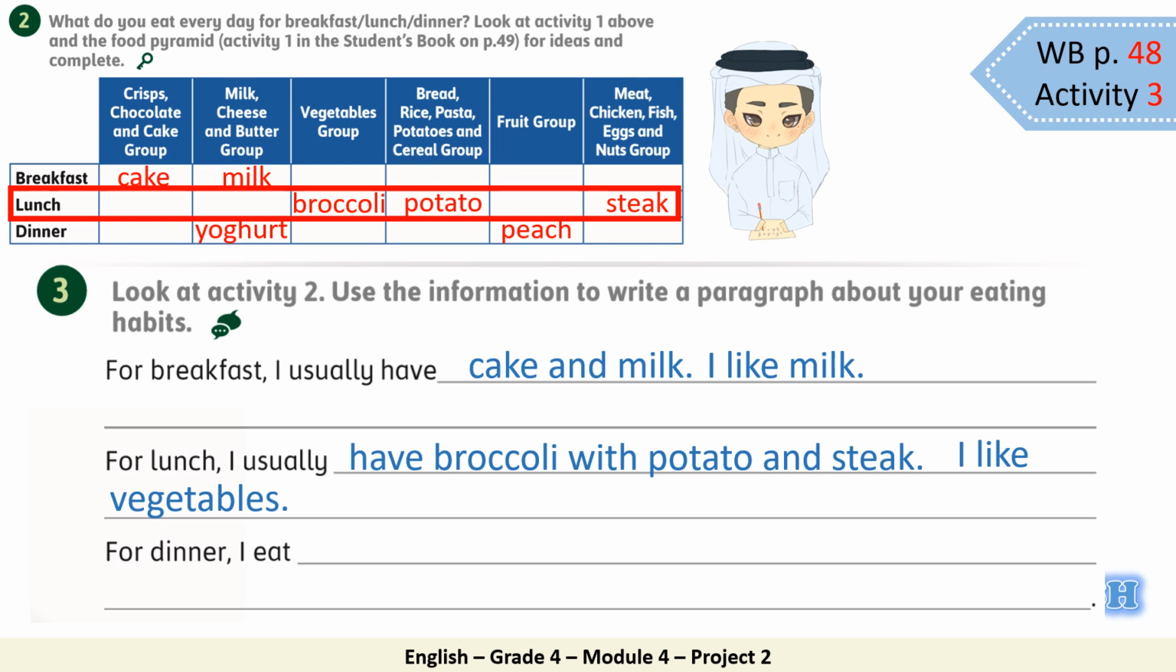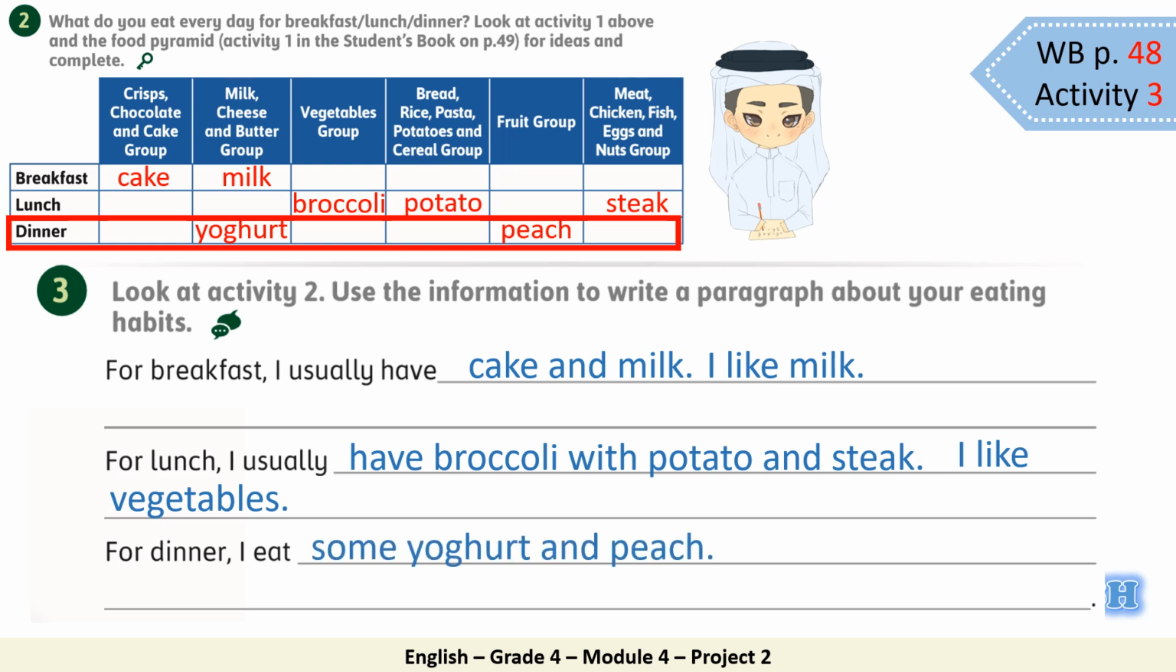Super. Let's move on. For dinner, I eat. Look at the table. We have yogurt, peach. So he would say, for dinner, I eat some yogurt and peach. And he continues, fruits are good for your body.